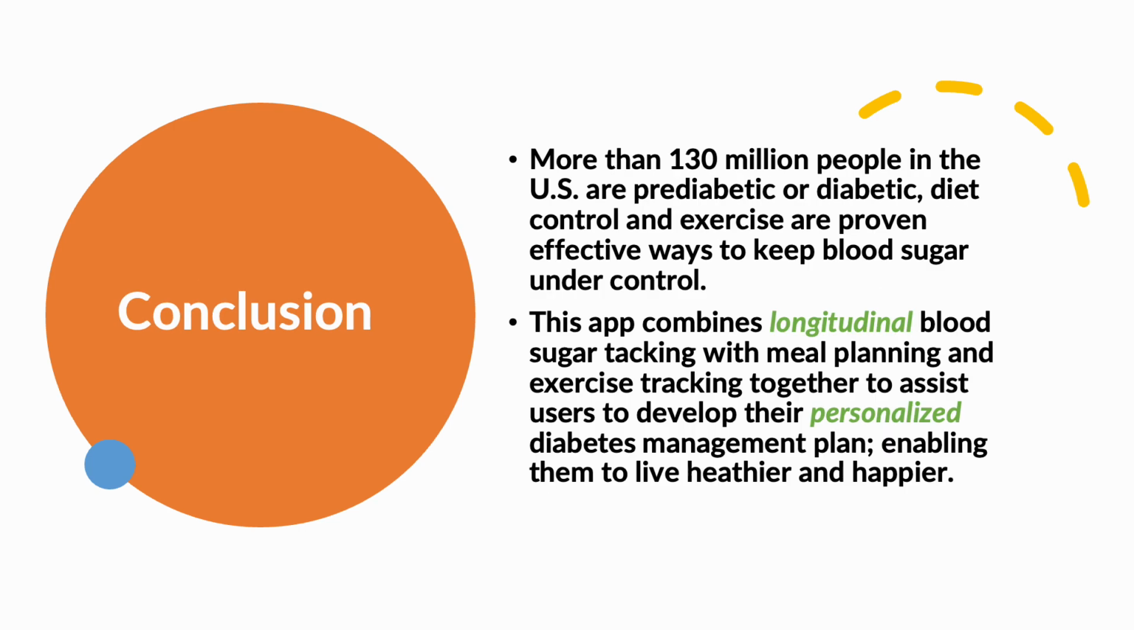In conclusion, blood sugar control is a big problem in the United States. There are more than 130 million people who are diabetic or pre-diabetic. Diet control and exercise are effective ways to keep blood sugar under control. In this app, longitudinal blood sugar tracking is combined with meal planning and exercise tracking to assist the users to develop their own personalized diabetes management plan. Therefore, enabling them to live a healthier and happier life.